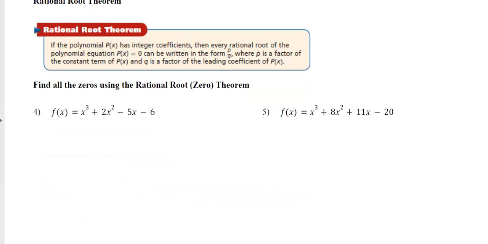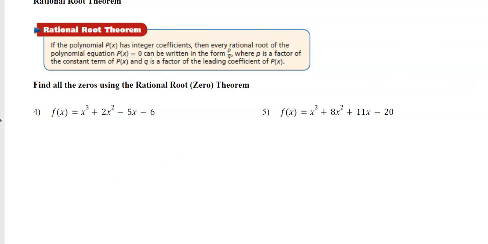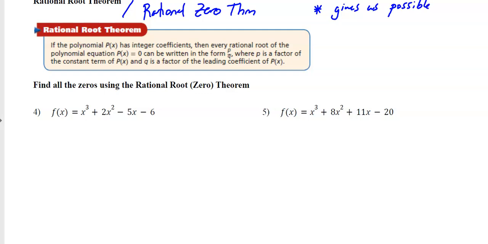This is probably the most important part of this lesson, and it's called the rational root theorem. Some books also refer to this as the rational zero theorem. So those can kind of be used interchangeably. And basically why this is important is it gives us possible rational roots.